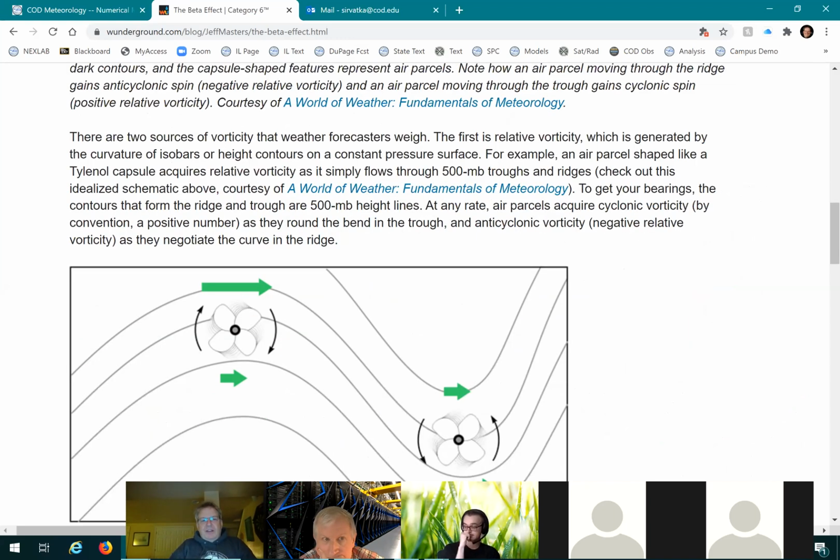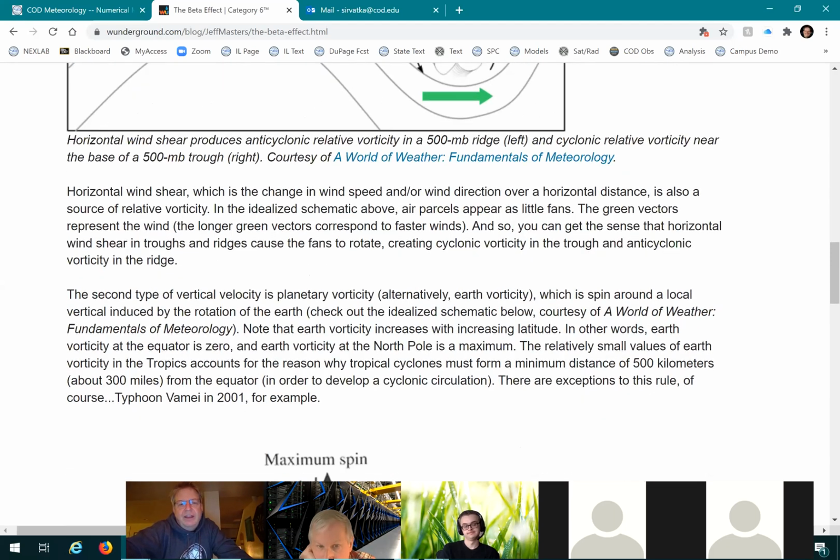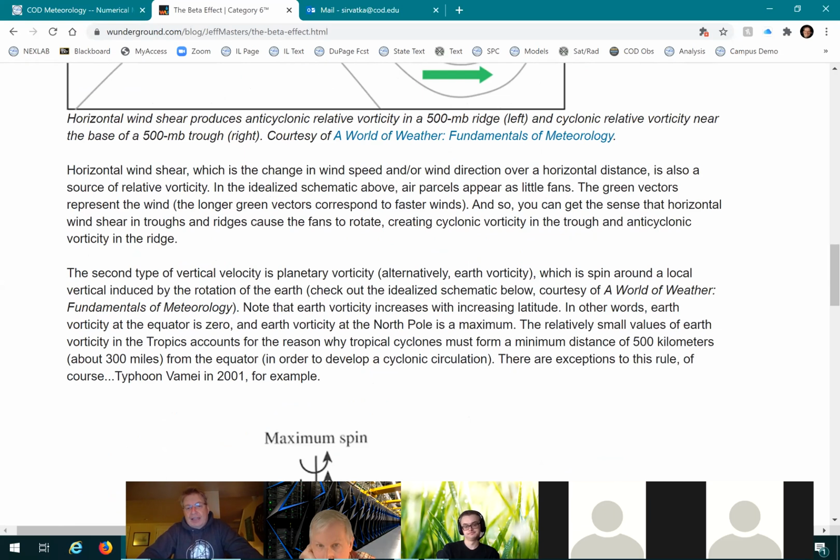Okay, so go ahead and read this for me, Jim. There are two sources of vorticity that weather forecasters weigh. The first is relative vorticity, which is generated by the curvature of isobars or height contours on a constant pressure surface. For example, an air parcel shaped like a Tylenol capsule acquires relative vorticity as it simply flows through the 500 millibar troughs and ridges. To get your bearings, the contours that form the ridge and trough are 500 millibar height lines. At any rate, air parcels acquire cyclonic vorticity, by convention a positive number, as they round the bend in the trough, and anticyclonic vorticity, negative relative vorticity, as they negotiate the curve in the ridge. That is your trough and your ridge axis.